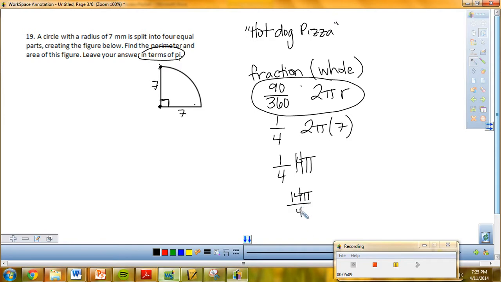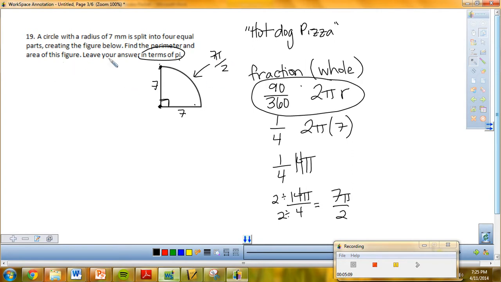So I have 14 pi divided by 4. Is there a number that I can take out of both a 14 and a 4? Yes, I can divide these both by 2. And so I can have 14 divided by 2 is 7 pi, and 4 divided by 2 is 2. So this is the area, or sorry, this is the perimeter of just the arc. This is just the hot dog crust, right? So I have 7 pi over 2.